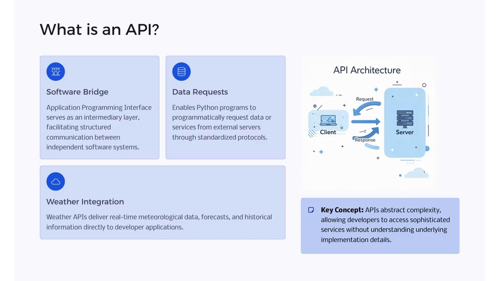They allow Python programs to request data or services from external servers using standardized protocols. For instance, Weather APIs provide real-time meteorological data, forecasts, and historical information, abstracting complexity and granting access to sophisticated services without needing to understand their underlying implementation.